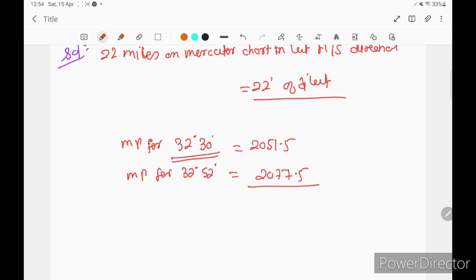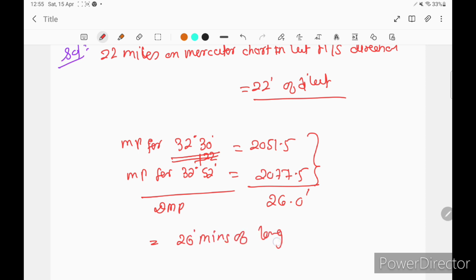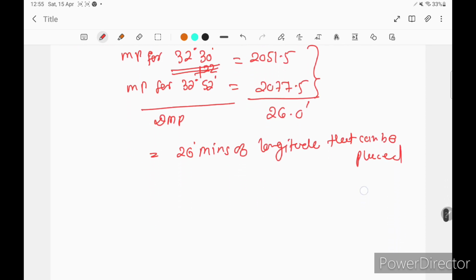Now we have to calculate the distance. This is given in the question, 30 plus 22 miles, so we get 32 degree 52. Now we calculate from the Norie's table the MP of the latitudes. So we get the difference of meridional parts, 26.0. So that is our answer, 26 minutes of longitude can be placed. So this is the simple one. Now we'll solve by the other method.